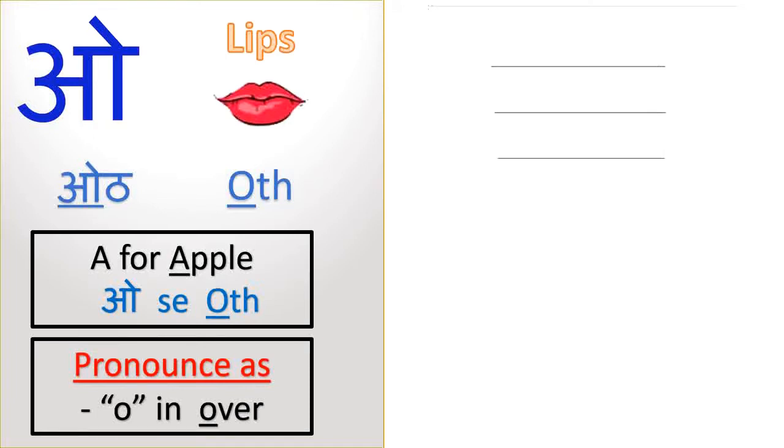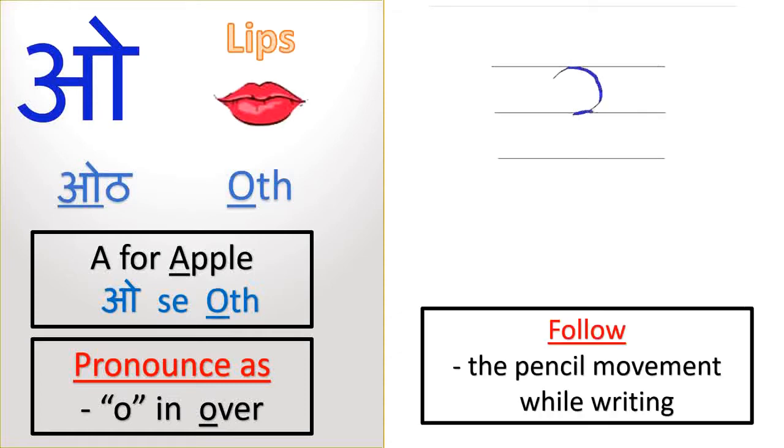This is a new word for you. Paste this picture and write oat in Hindi in your picture book. To pronounce O correctly, pronounce it as you pronounce O in the English word over. O, over. Notice when you speak O, your lips are round. For writing O, please follow the pencil movement and write in the same manner.